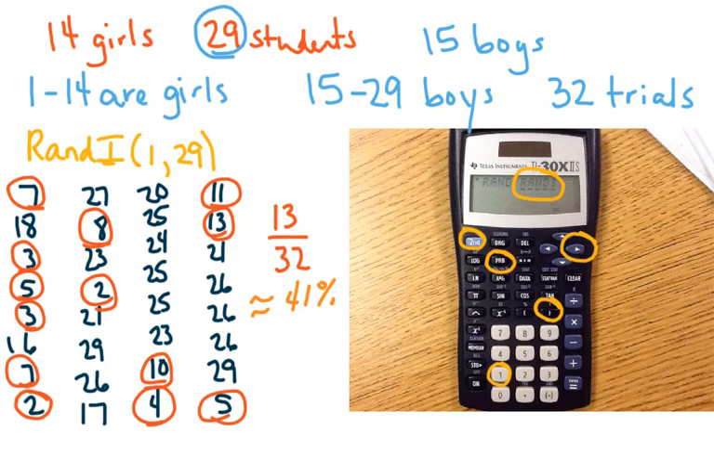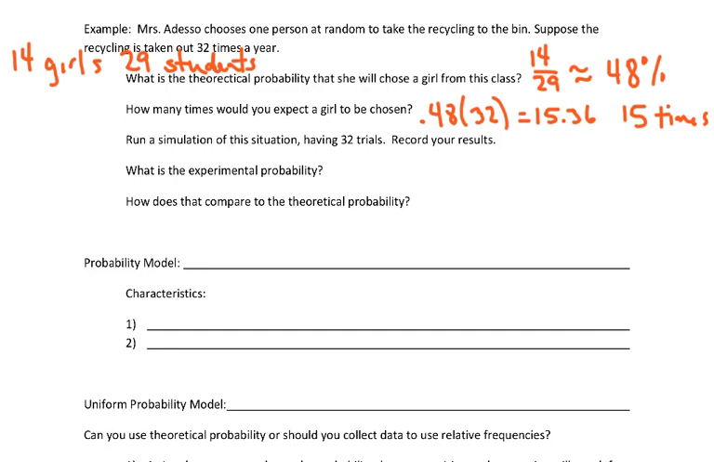which is 41%. Now if we compare that to what was expected, based on theoretical probability, which was 48%, we can see that the experimental probability was a little bit lower than that. So we got 13 out of 32, which was approximately 41%.